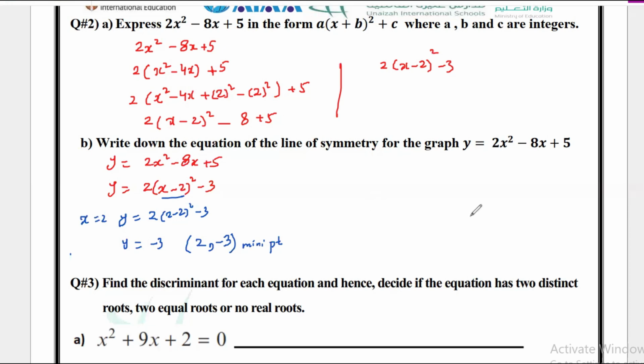And remember, if we try to draw, and this is your minimum point, which is (2, minus 3), the line of symmetry always passes through the minimum point. And remember that this is a vertical line, and a vertical line is represented by x equals a constant, so x is equal to 2. So our line of symmetry is basically x is equal to 2. It divides the shape exactly into two parts, and the minimum point is (2, minus 3). I hope it's clear.